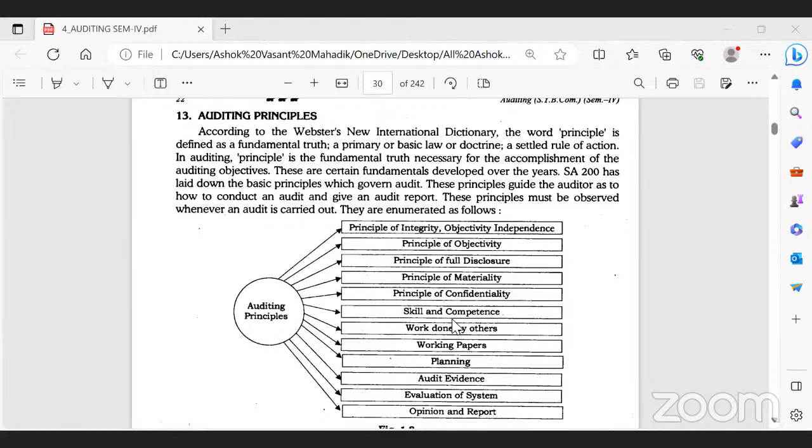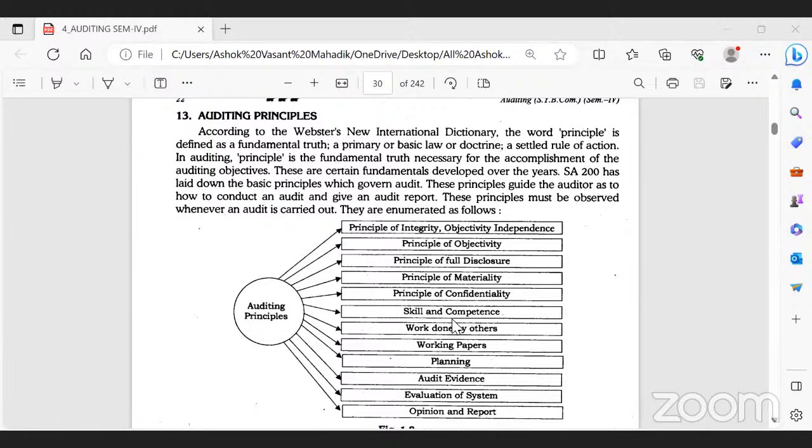Second, principle of objectivity. He should be very clear with his views or aim or objectives. Principle of full disclosure. He should see that all the important aspects are properly disclosed in the books of accounts. Principle of materiality. Materiality indicates important items are disclosed in the financial statements. Then confidentiality. The auditor may have access to books of accounts, so he may come across many secrets of the company, but he has to maintain secrecy or confidentiality.